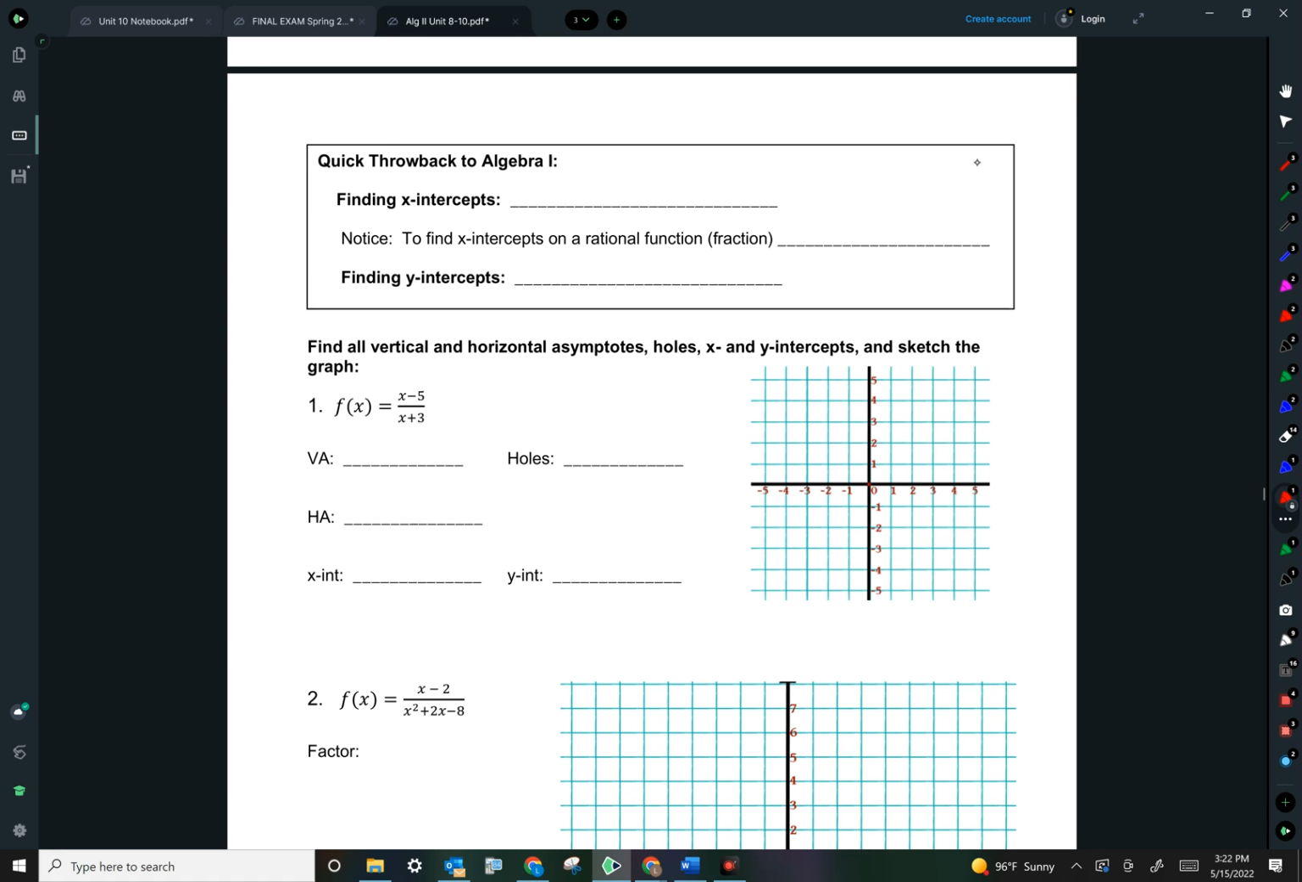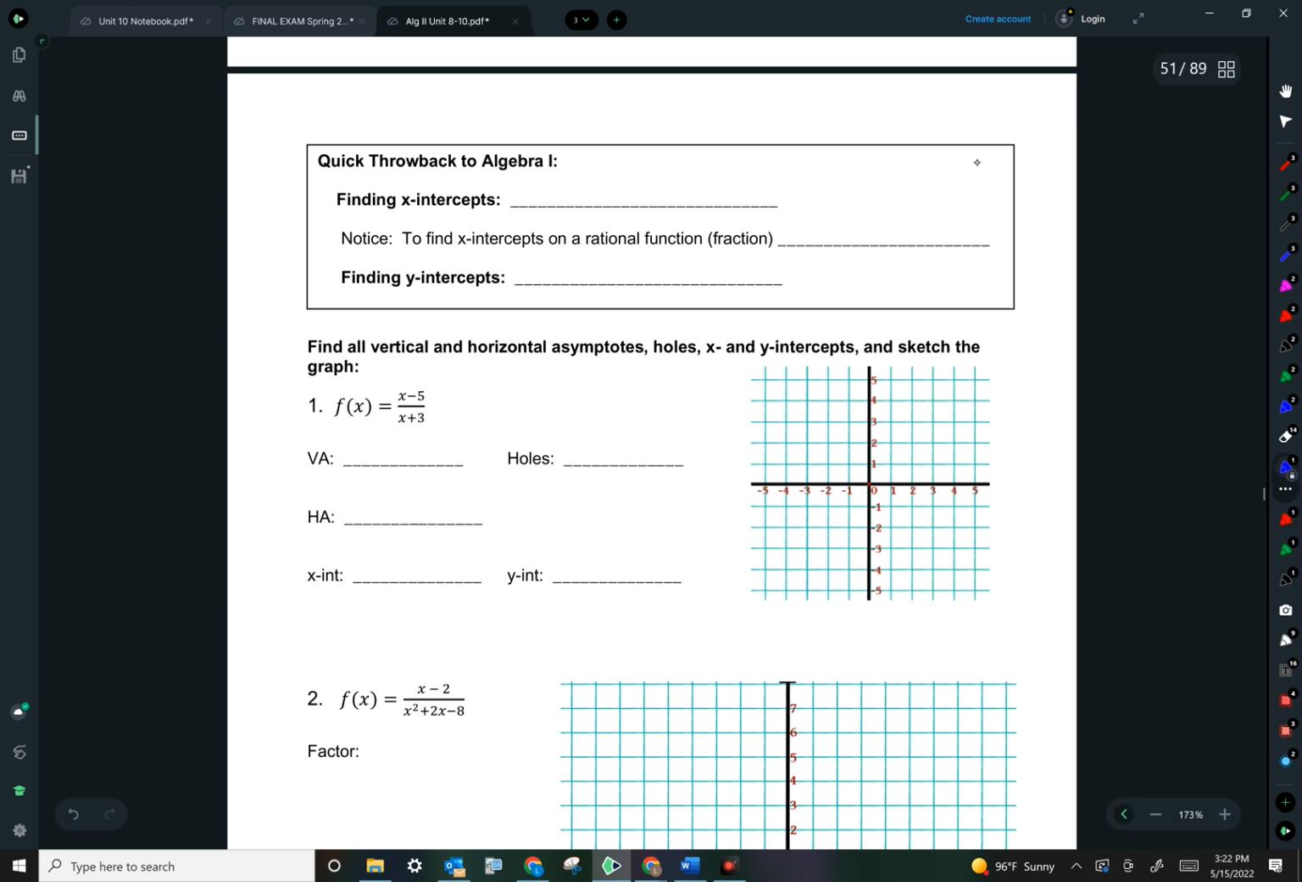Okay, so this is the second part of 9.2. We just talked about horizontal asymptotes. And so now we're going to bring in x-intercepts and y-intercepts that we've done way back a long time ago. And then we're going to put it all together with what we learned in 9.1 about vertical asymptotes and holes.